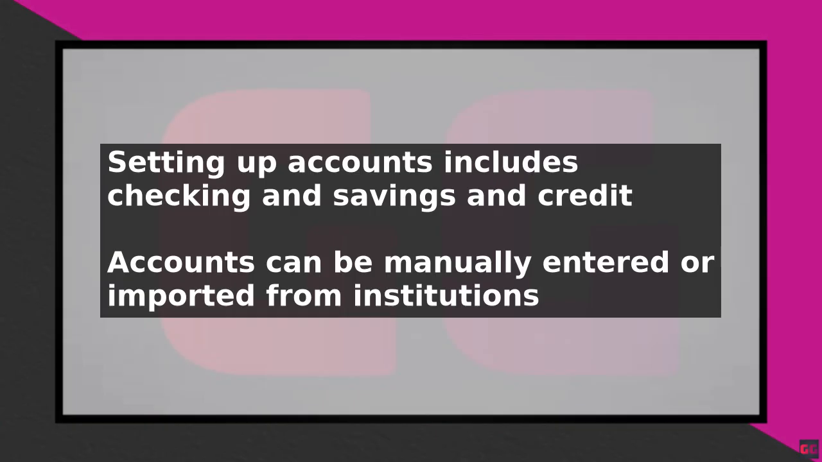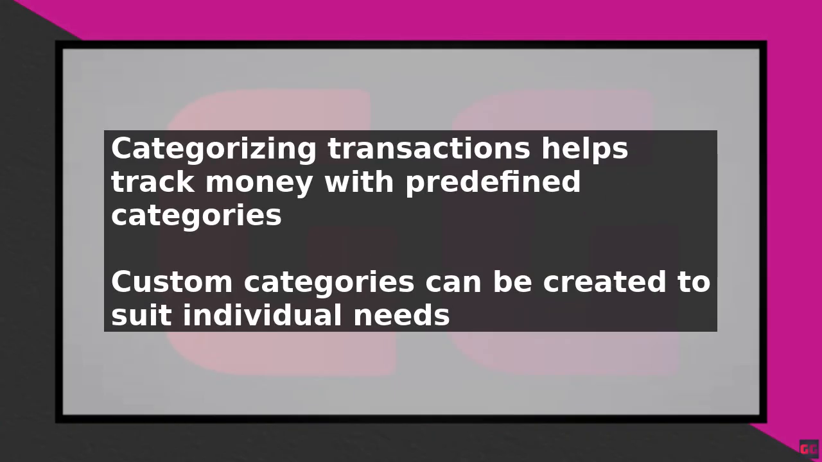Quicken Classic allows you to create a budget based on your income and expenses. You can set financial goals, such as saving for a down payment on a house or paying off debt, and track your progress. Another important feature of Quicken Classic is investment tracking.